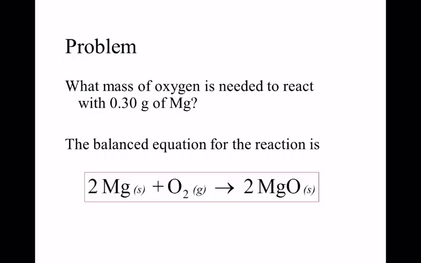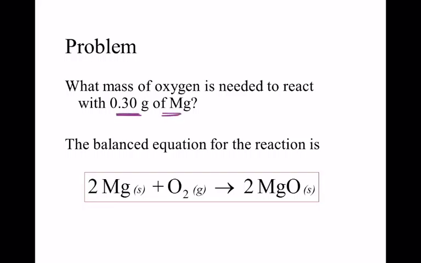This is that same chemical reaction between magnesium and oxygen that you guys did in the chem lab. That was the burning of magnesium to make magnesium oxide. But instead of going from moles of something to moles of something else, we're going to go from grams of something to grams of something else. And this is more typical of stoichiometric calculations.